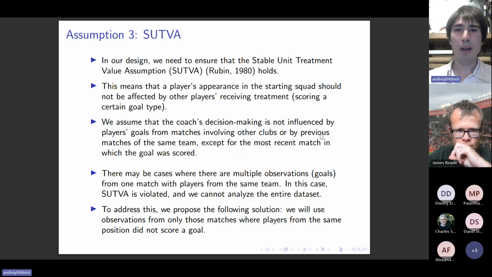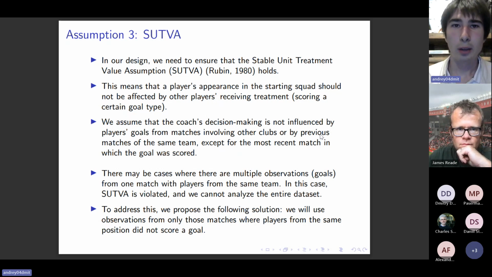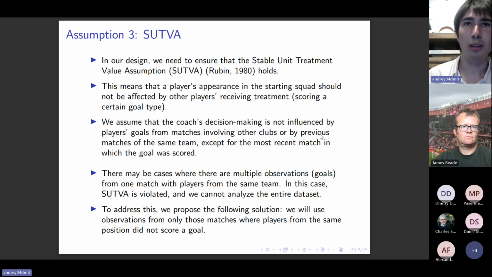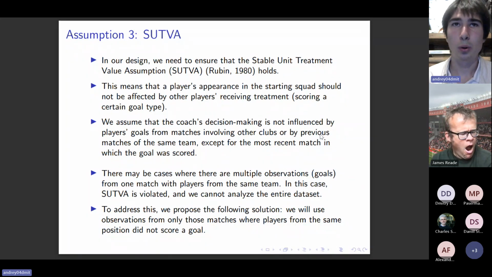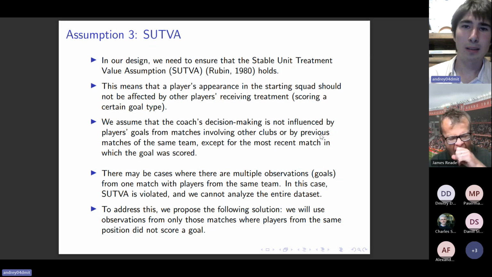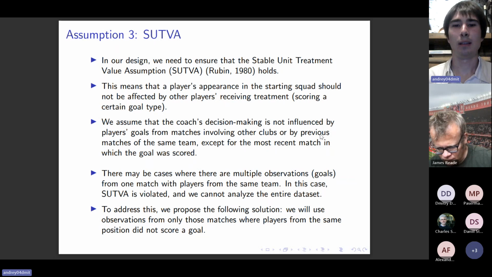Why? Because, for example, there were three goals in a match, and all these three goals were scored by three forwards. But some of them initially were on the bench. And the probability of appearing in the starting squad for a forward depends on the performance of other forwards. So SUTVA is violated. And we need to extract these situations. But how can we do it? We propose the following solution.